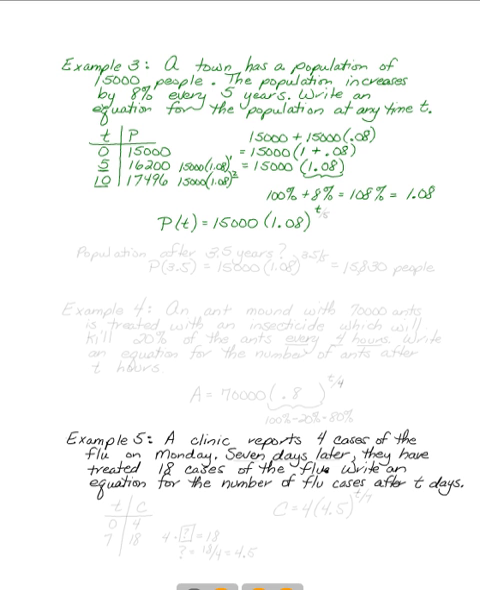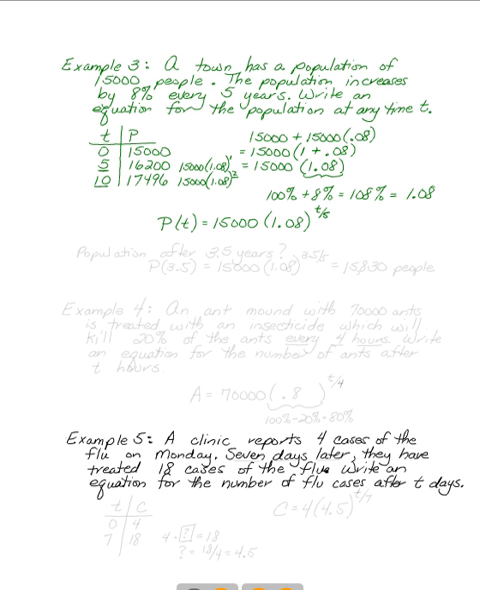If we look at that, then the way we get our exponent is to do what? We're taking the number of years that have passed by, and we're dividing by the time it takes for our population to increase, which in this case is 5 years. So after 5 years, our exponent will be a 1, and after 10 years, our exponent will be a 2. So our final equation for this is 15,000 times 1.08 raised to the t divided by 5 power.